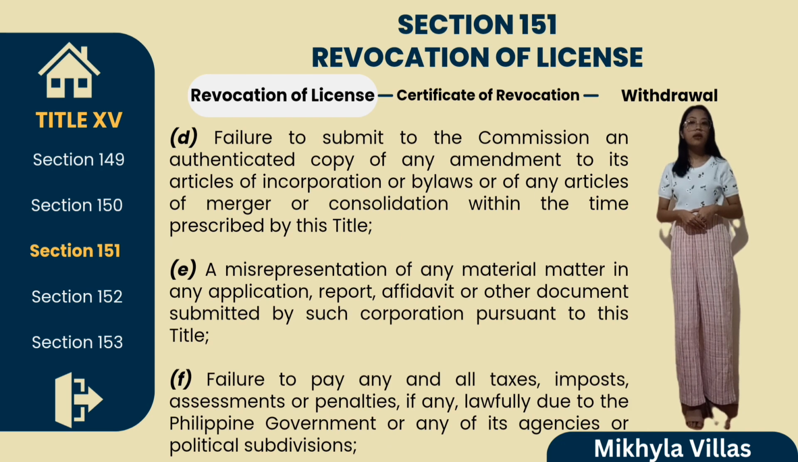Fourth is failure to submit authenticated copy of the amendments. The license may be revoked or suspended if the foreign corporation fails to submit to the Commission an authenticated copy of any amendment to its articles of incorporation or bylaws or of any articles of merger or consolidation within the time prescribed by this title. Fifth is misrepresentation of material matter. If a foreign corporation misrepresents any material matter in any application, report, affidavit, or any document submitted pursuant to this title, its license may be revoked or suspended.